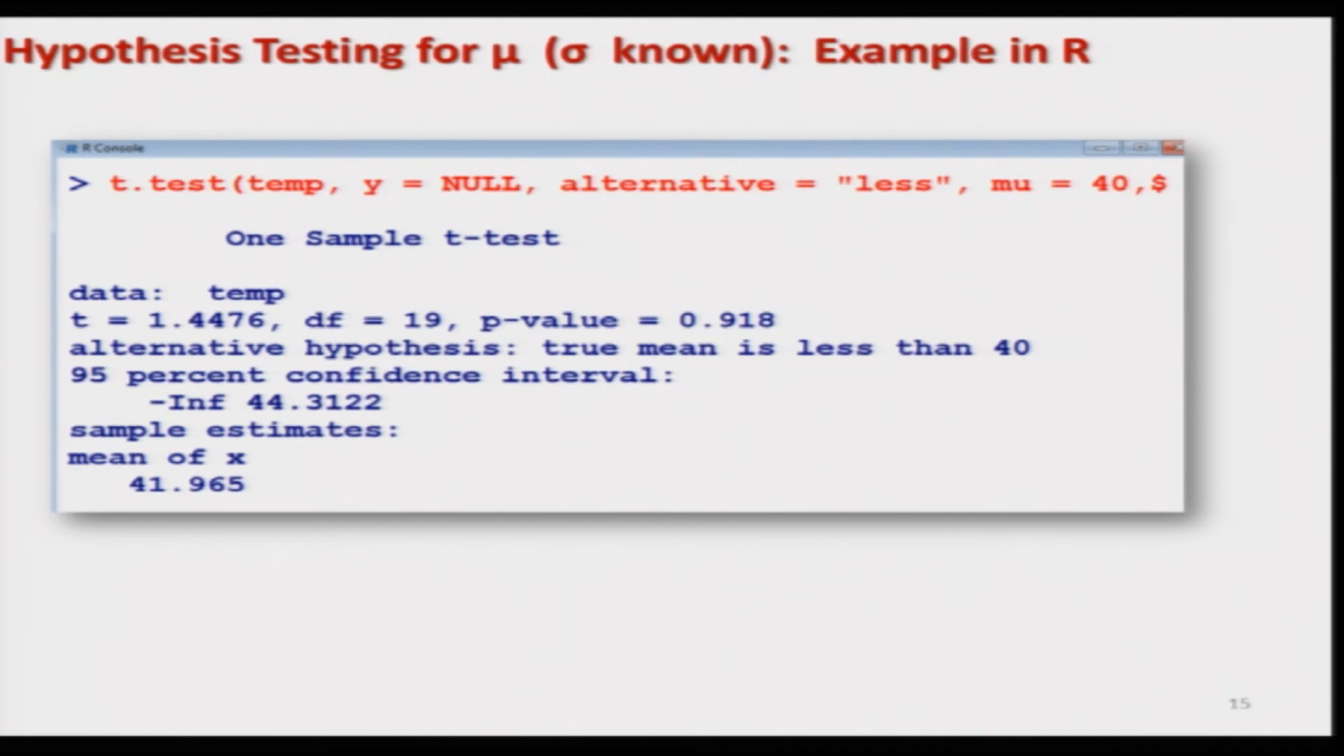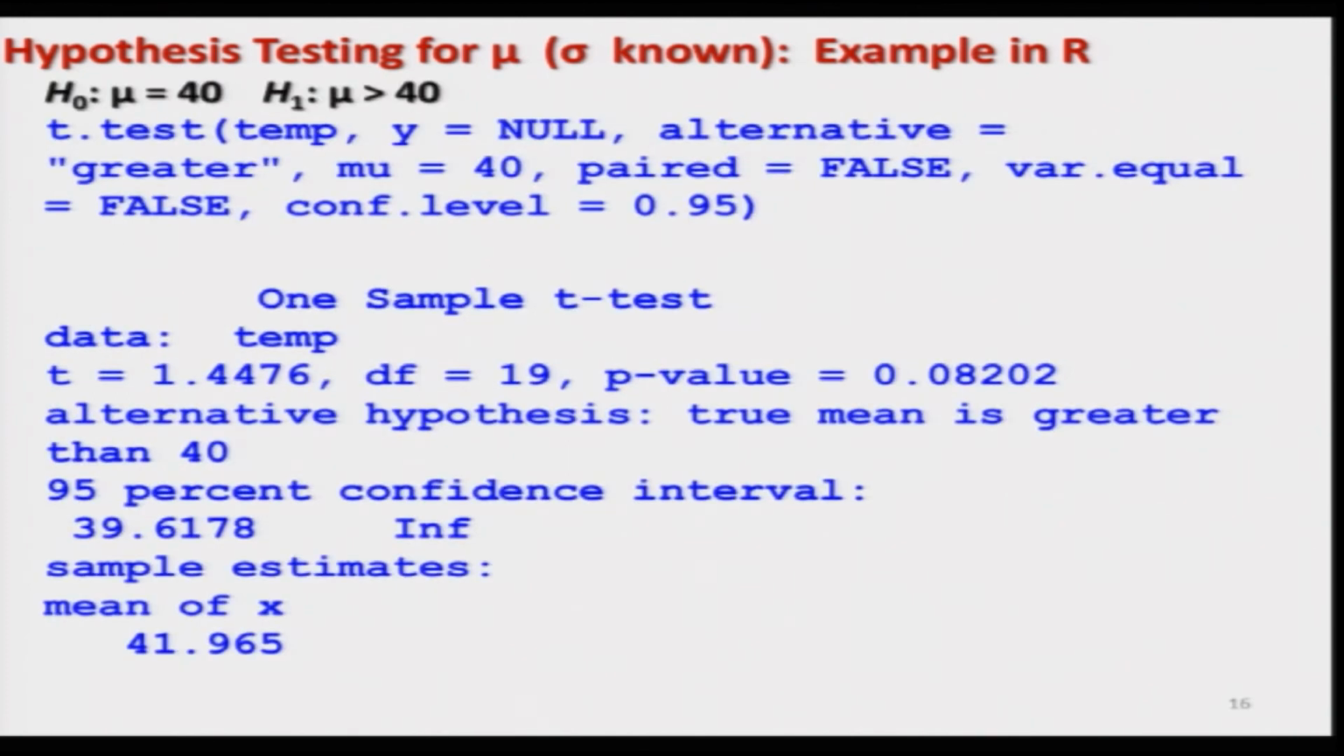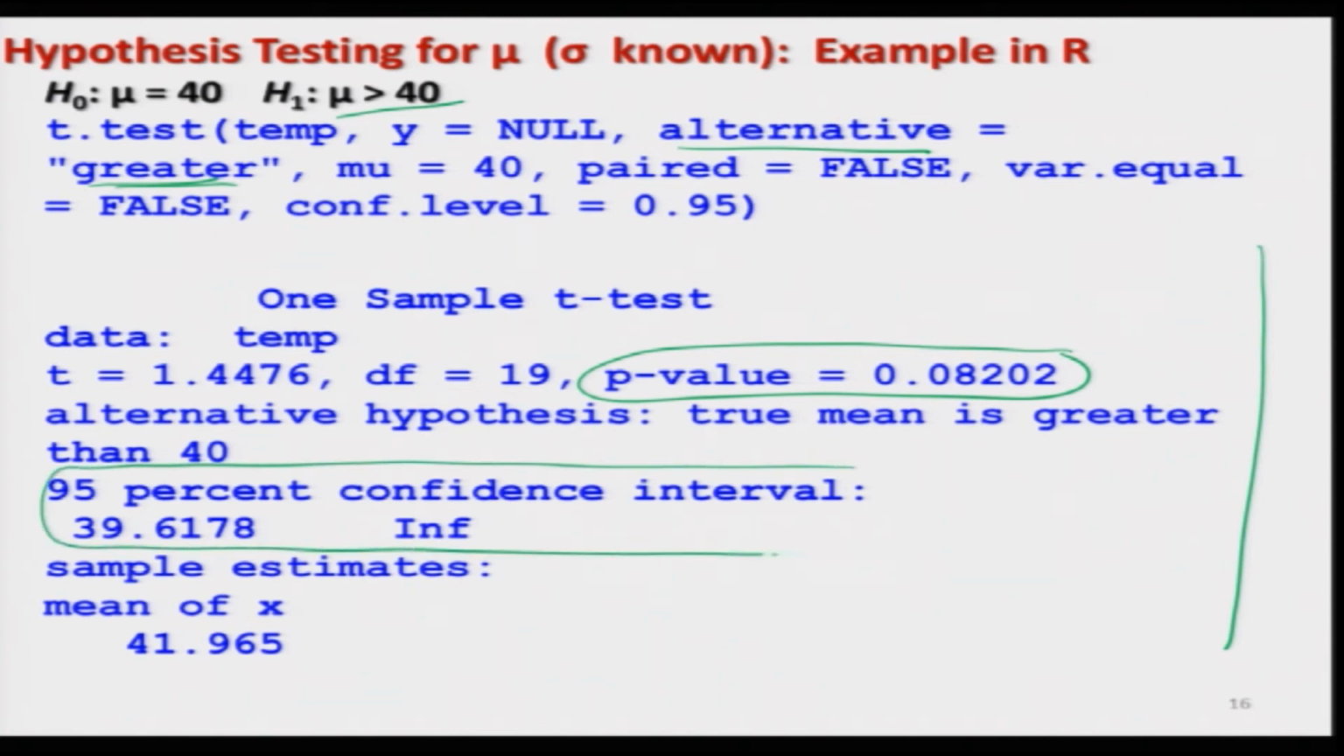This I will try to show you on the R console, and this is the last step, the hypothesis that h1 is mu greater than 40. In this case, you simply have to use the same command. The alternative is now going to be greater. If you execute this command, this is the outcome, and you can see the outcome is exactly the same as earlier, only the p value changes. And you can see that the confidence interval is also changing. The confidence interval is now from 39.6178 to infinity. This is a one-sided confidence interval, the same thing that you learned when you did the confidence interval estimation.